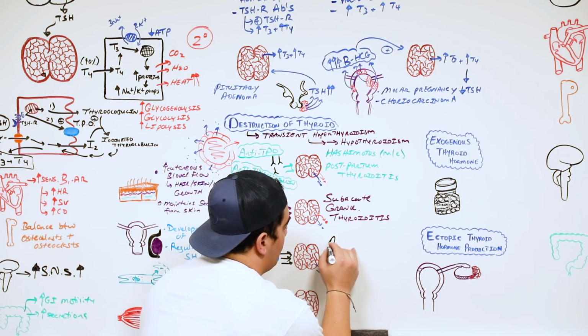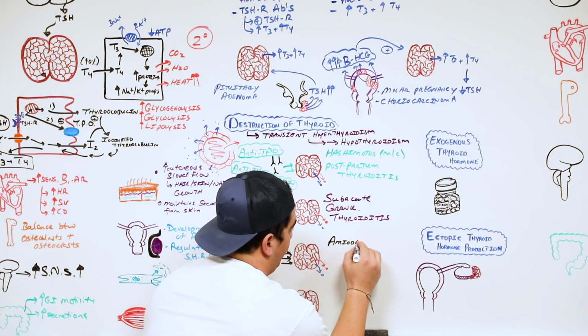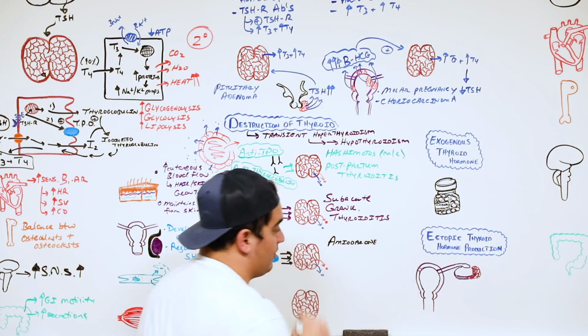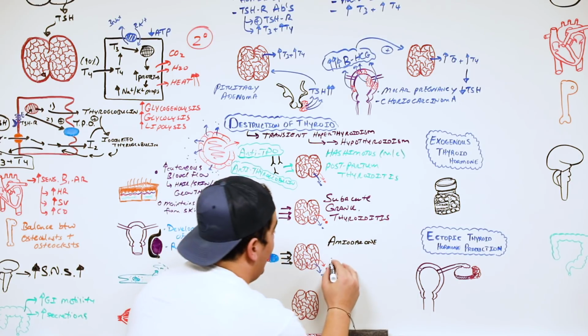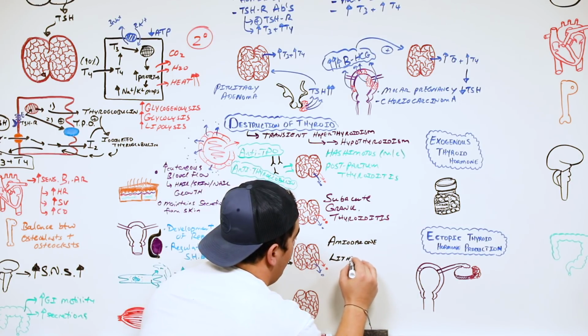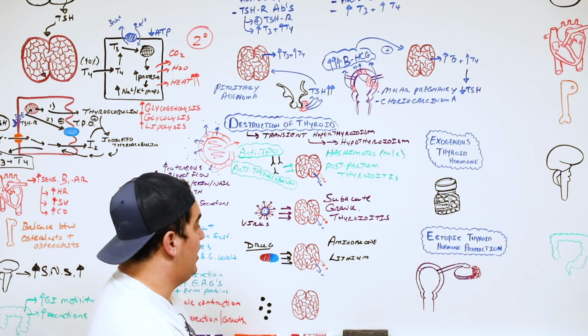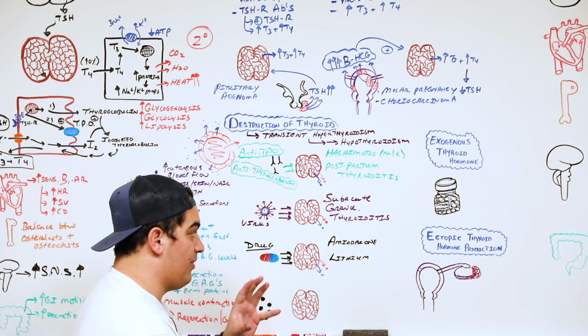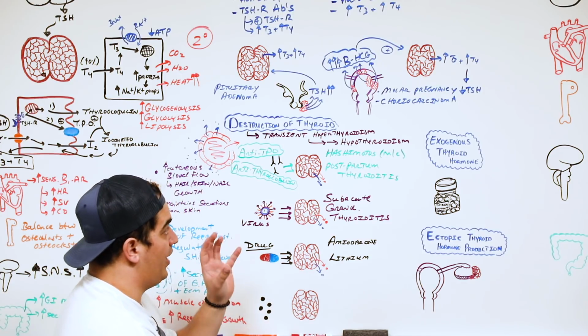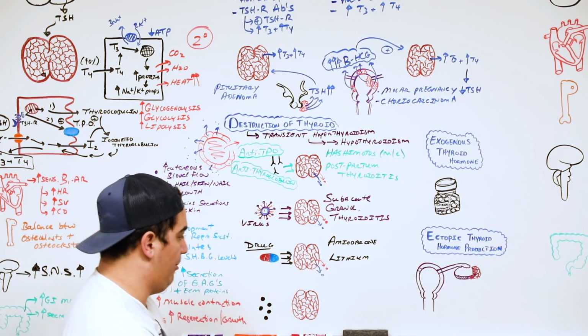Very important. The first one is amiodarone. We use this in arrhythmias, right? The next one is lithium. And what do you use this in? Primarily bipolar disease, okay? So these two things can really jack up the thyroid gland and cause some thyroiditis, causing this transient hyperthyroidism over time, hypothyroidism.